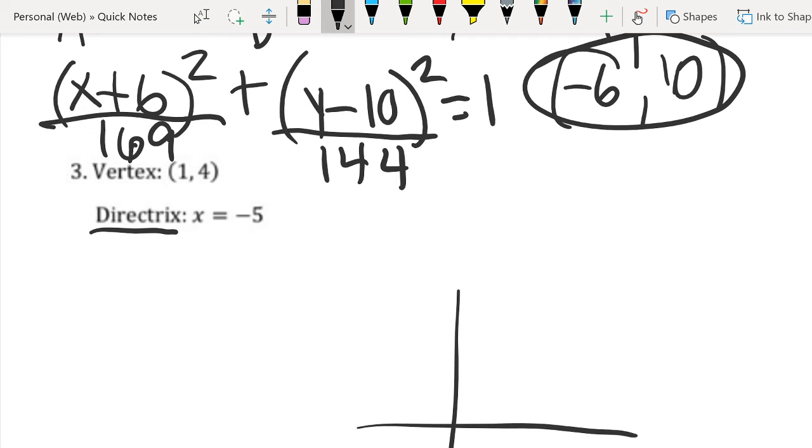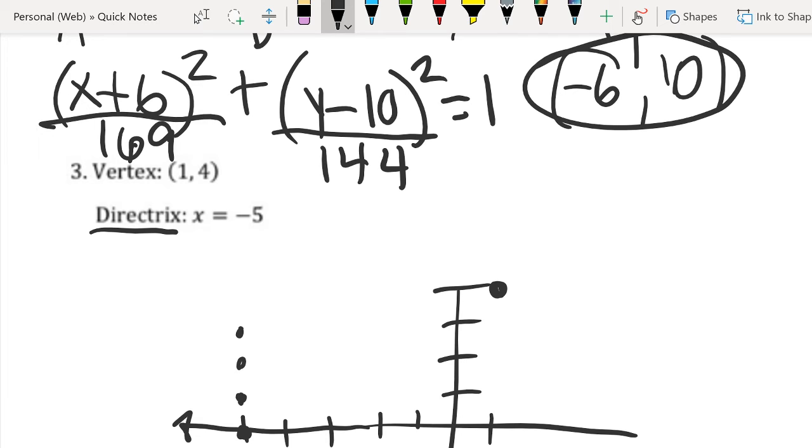So let's go ahead and graph it, get an idea of what it looks like. 1, 4: 1, 1, 2, 3, 4. It's right there. And I normally don't do the little tick marks, but on this one, it's so small that it's just helpful to do the little tick marks. 1, 2, 3, 4, 5. There's x equals -5. When that line says x equals -5, it means that x is stuck at -5. So every point that's -5, comma something is on the line. -5, comma 0, -5, comma 1, 2, 3, 4, 5, so on and so on. So this is my directrix.